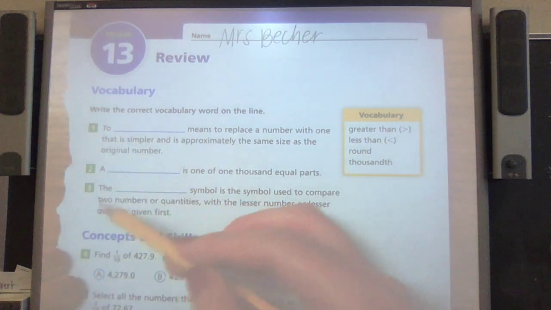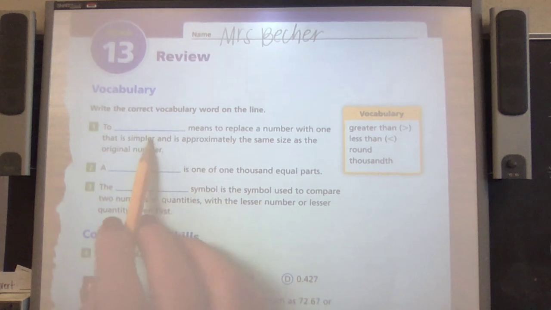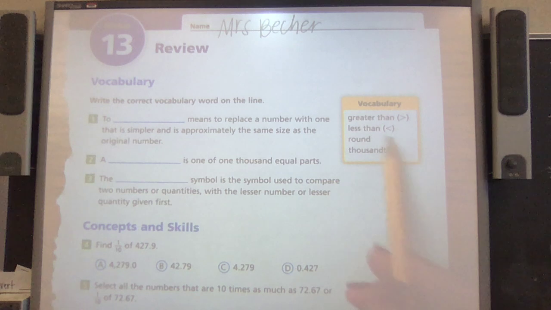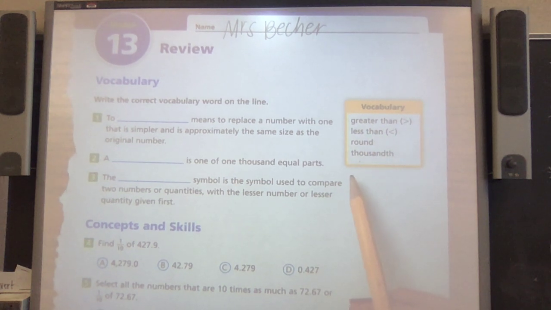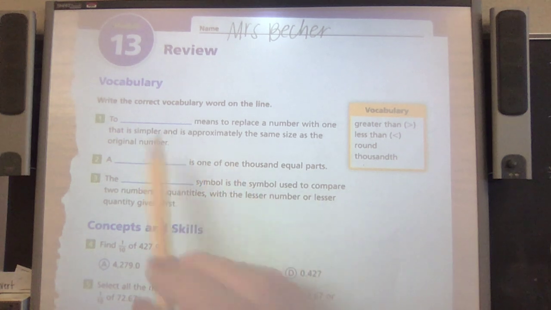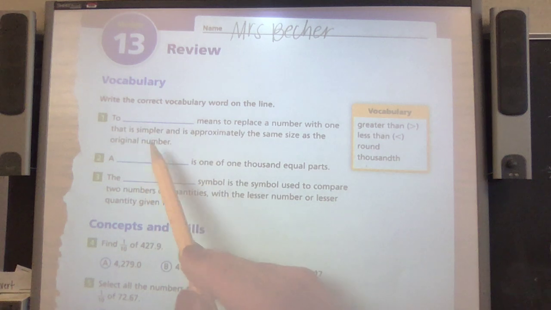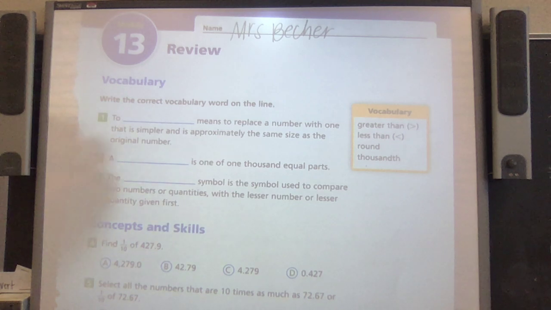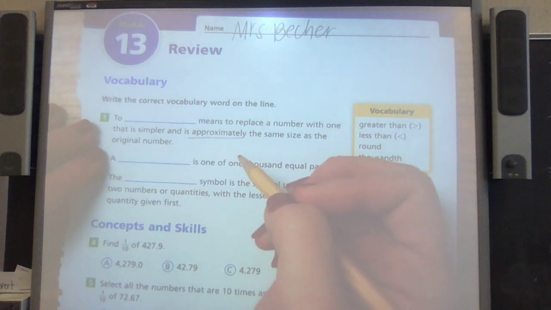Okay, so we've got 3 vocabulary words. So let's look at number 1, and I'll get you guys to do 2 and 3. So 1 says, well, let's look at our words. We have greater than, less than, round, or thousandth. I like to get them in my head before I start. To blank means to replace a number with one that is simpler and approximately the same size as the original. So that means approximately is like about.